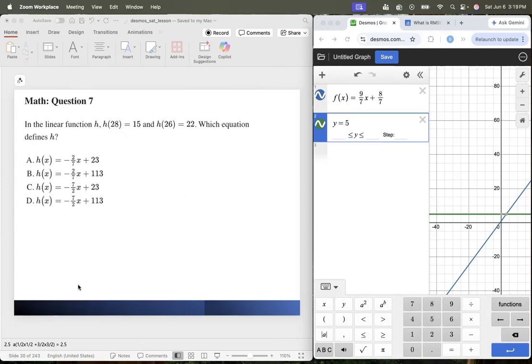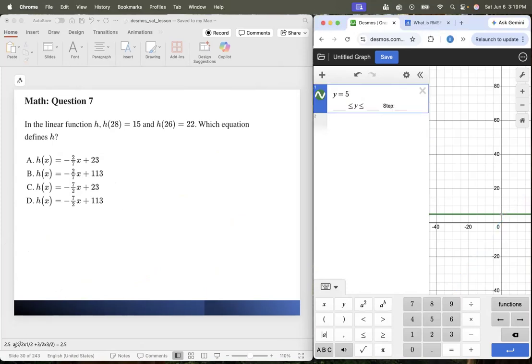In the linear function h, this is the value. H of 28 is 15. H of 26 is 22. Which equation defines h? This is a beauty of Desmos. And you can see they've given you a point. When they give you h of something, it means point. Just plot it, x and y.